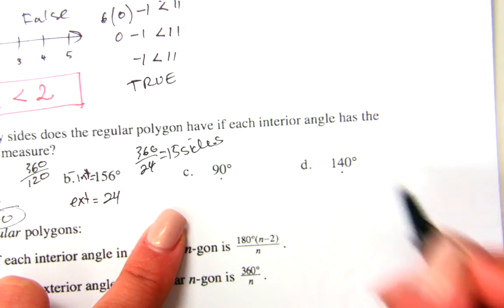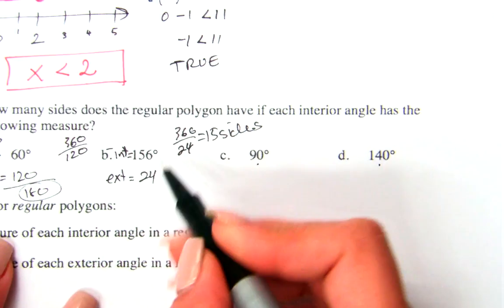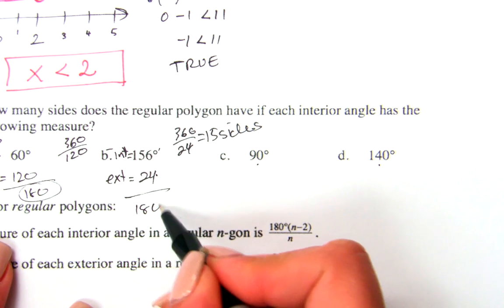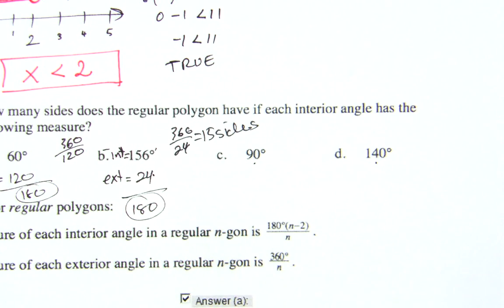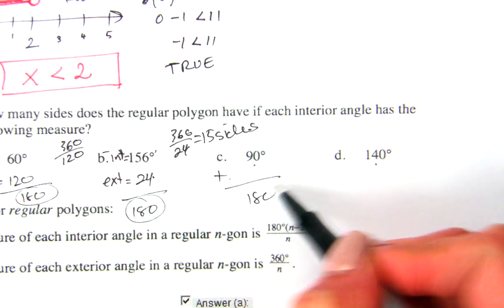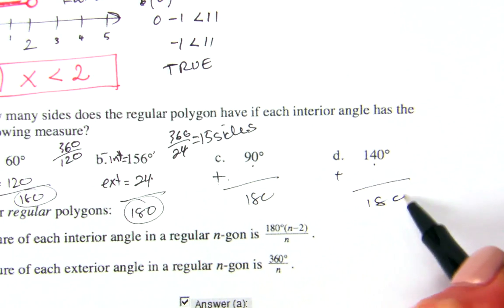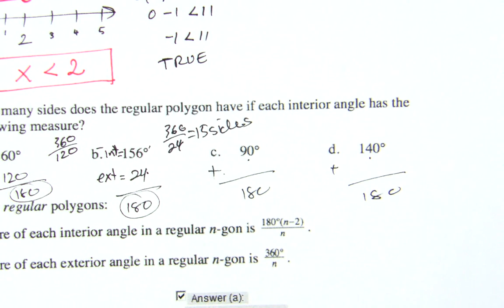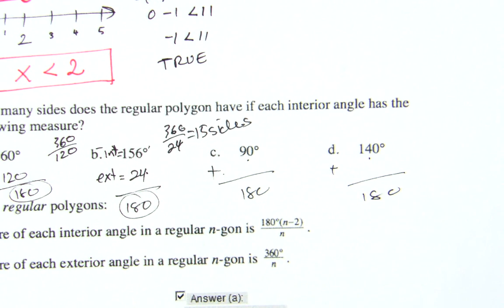Alright? 90 needs to do the same thing and 140 needs to do the same thing. Interior plus exterior should always add up to 180 because they're a straight line. 90 plus what? Exterior is 180. 140 plus what is 180? And then 360 divided by that number should give you an answer. Okay? Alright, that was 9.